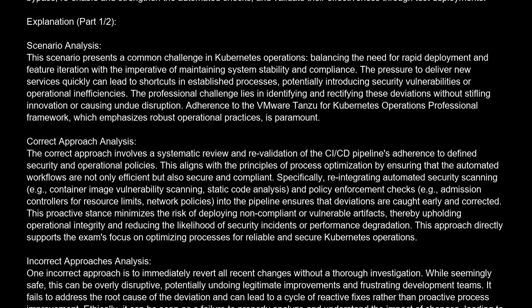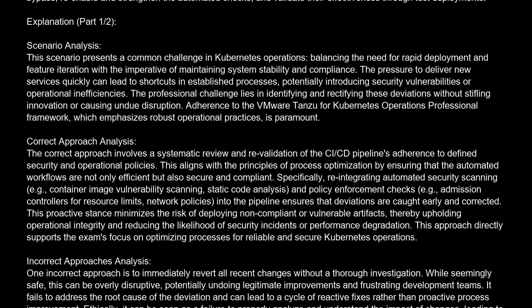This proactive stance minimizes the risk of deploying non-compliant or vulnerable artifacts, thereby upholding operational integrity and reducing the likelihood of security incidents or performance degradation. This approach directly supports the exam's focus on optimizing processes for reliable and secure Kubernetes operations.